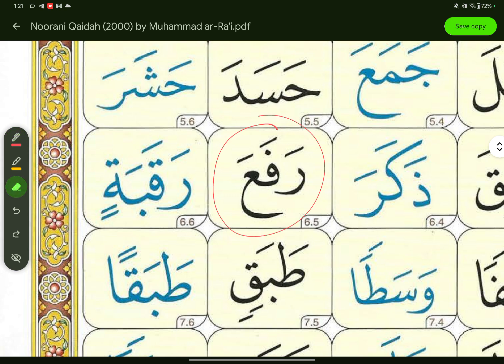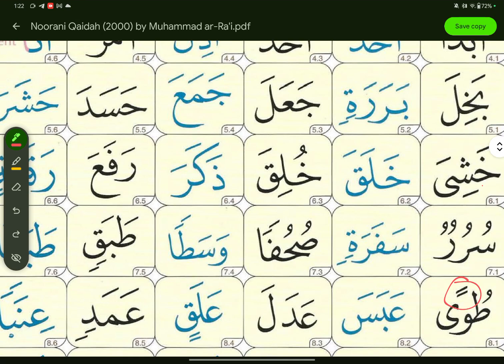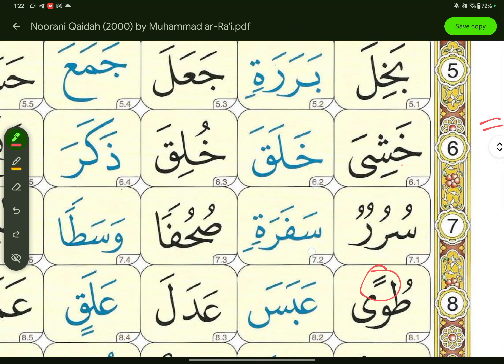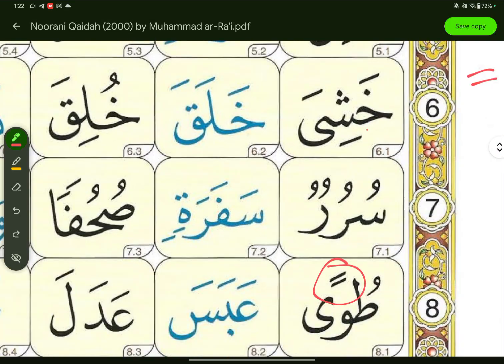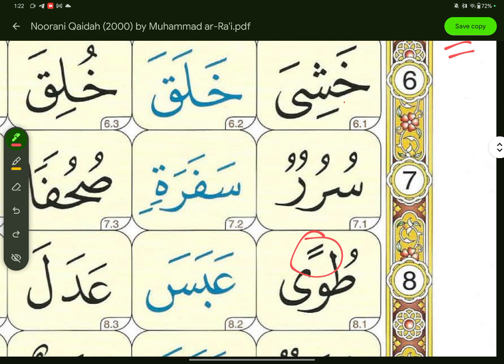Rafa'a. Very good. I would just say the word Hayakum Allah means may Allah grant you life. That's what it means. That's what I was saying actually. When I say Hayakum Allah, may Allah grant you hayat. Right? May Allah grant you life. Good. Alright, next one.